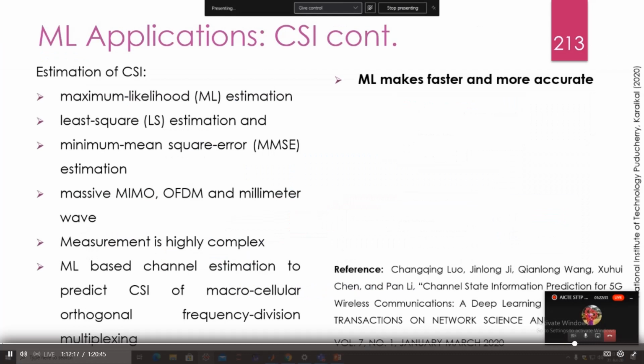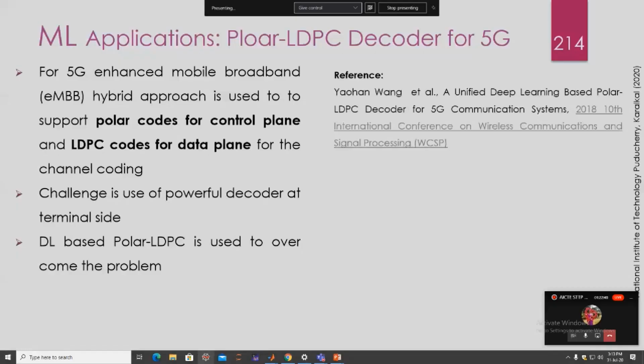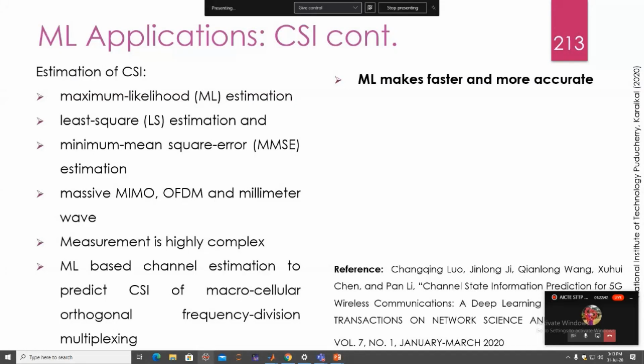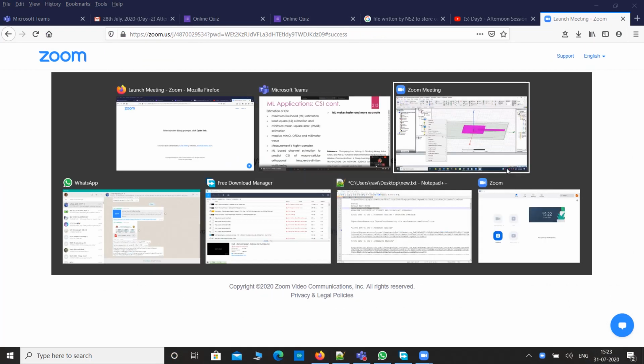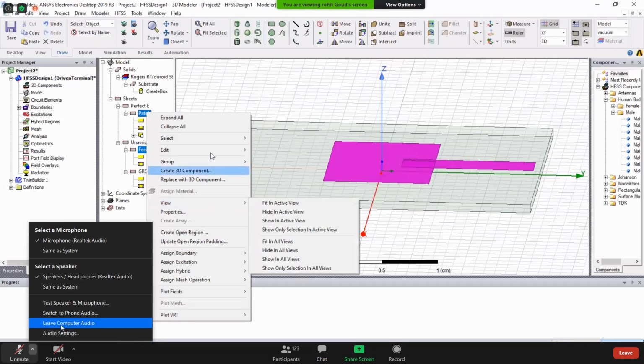What I have to do is select my patch and find the channel state information. Patch region, and as well as I'm selecting, so this ML makes it faster, and both things should be accurate. So these are the Boolean operations that we have.